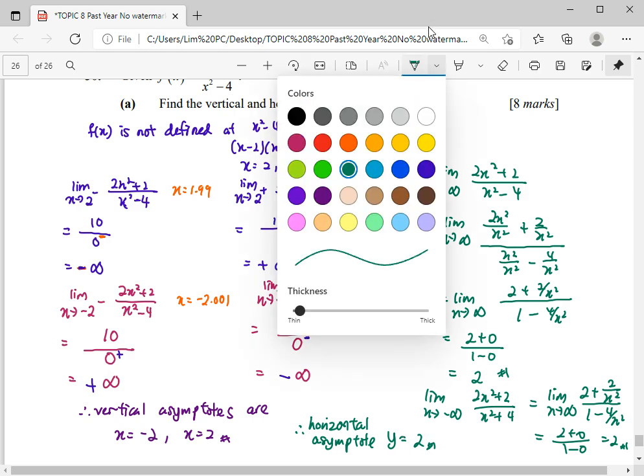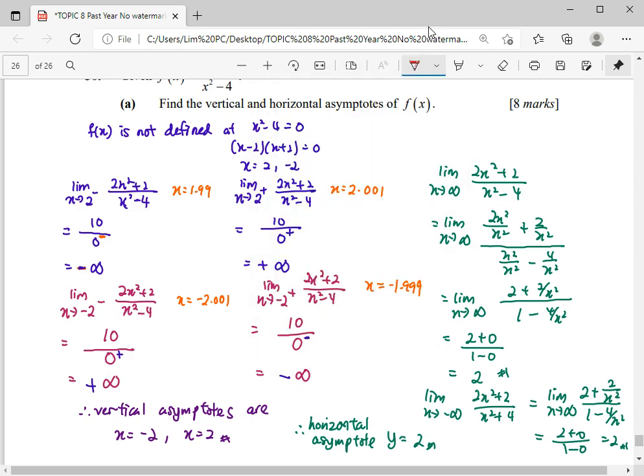So this is how we get our 8 marks. You can see our concept. The first concept, we must know which x value will make our function undefined. This is our basic from Topic 5. Then we find the limit for x approaching the value from the left hand side and right hand side. For both of them, and then we get the answer. Another value will be negative 2, and we get the answer.